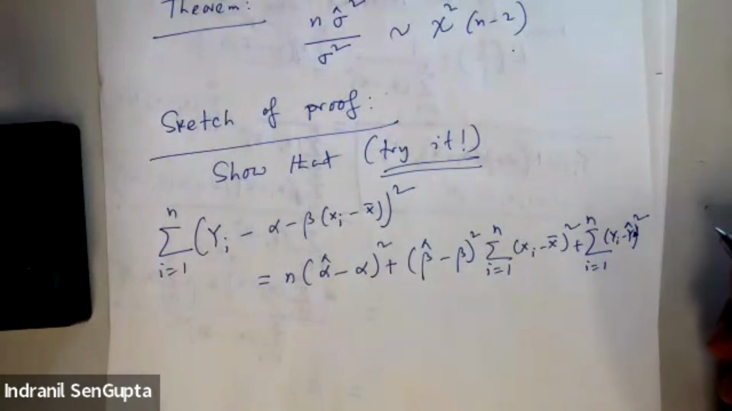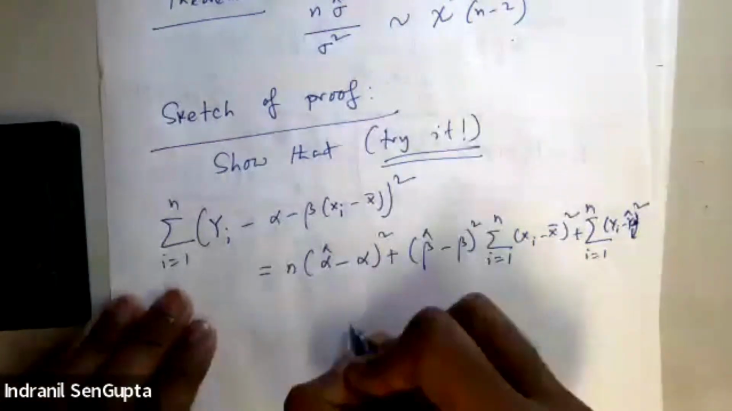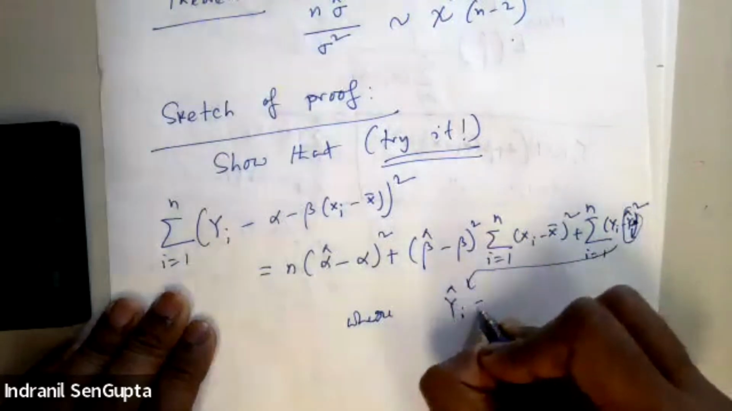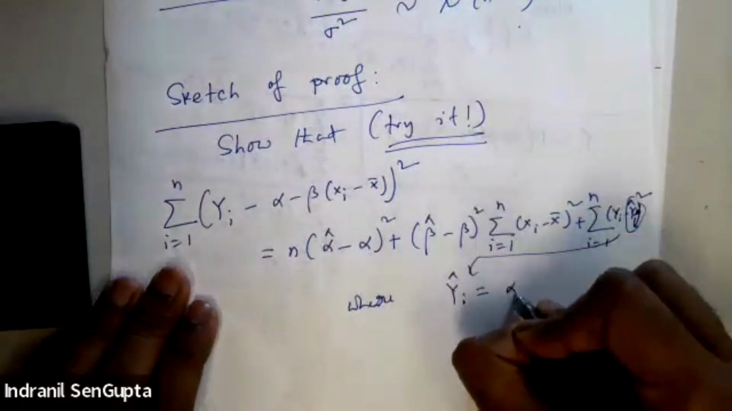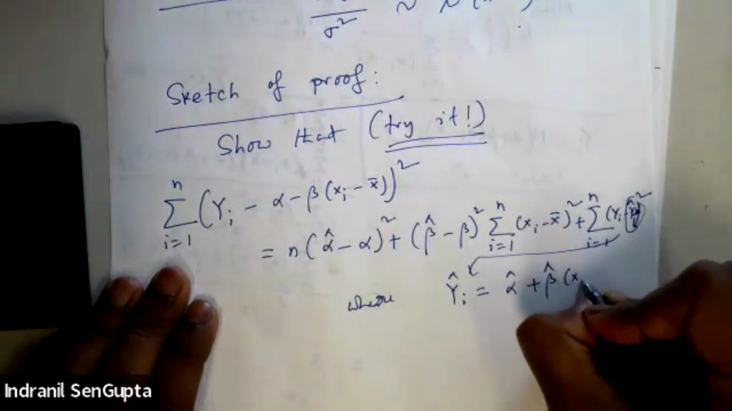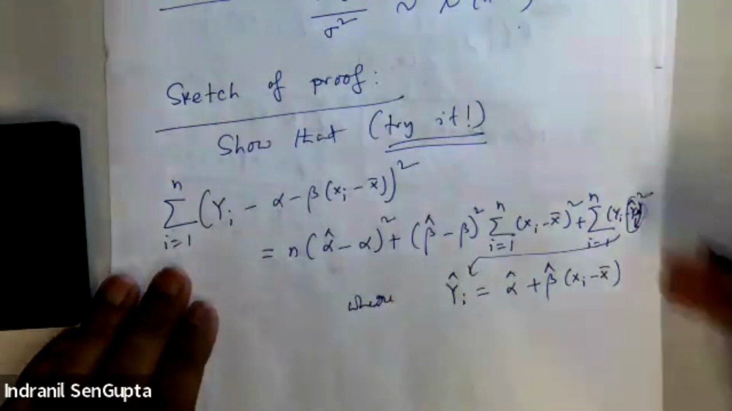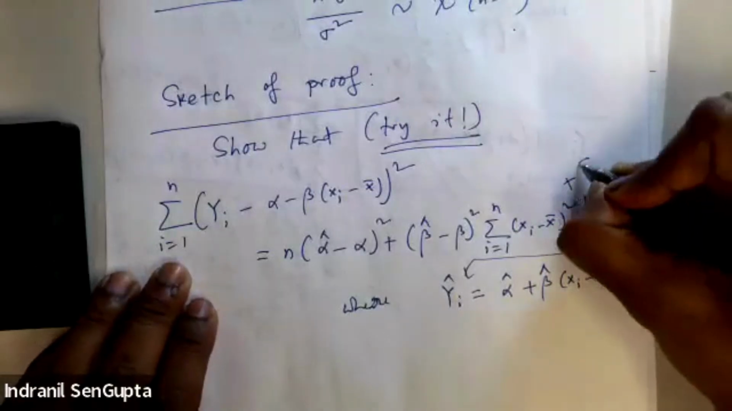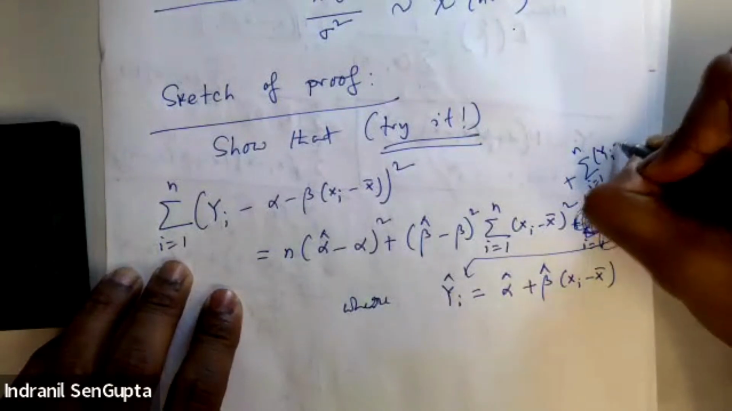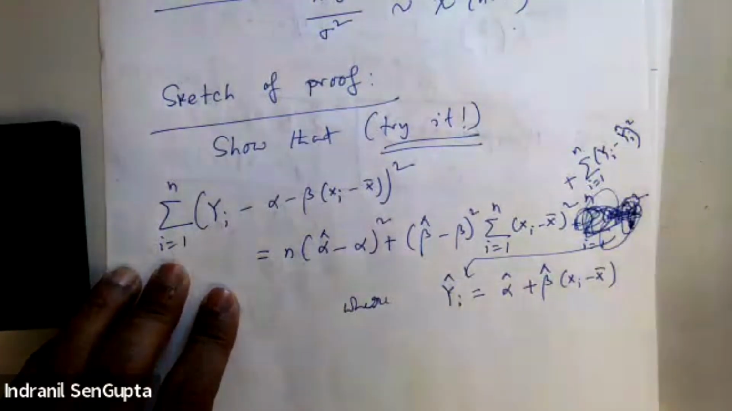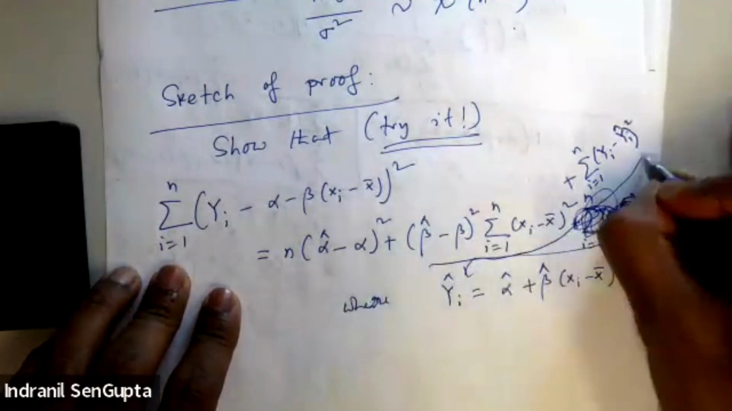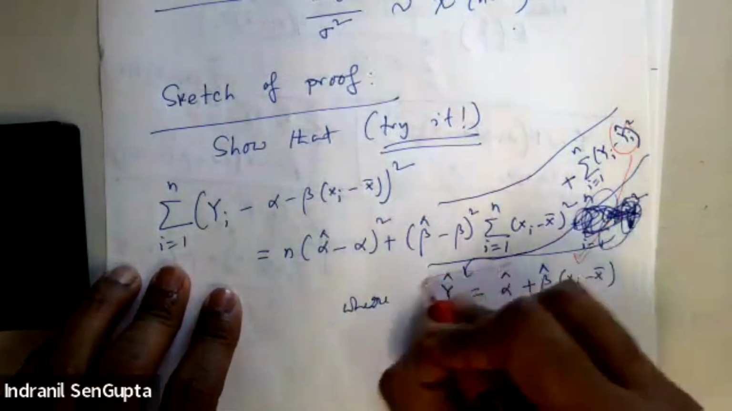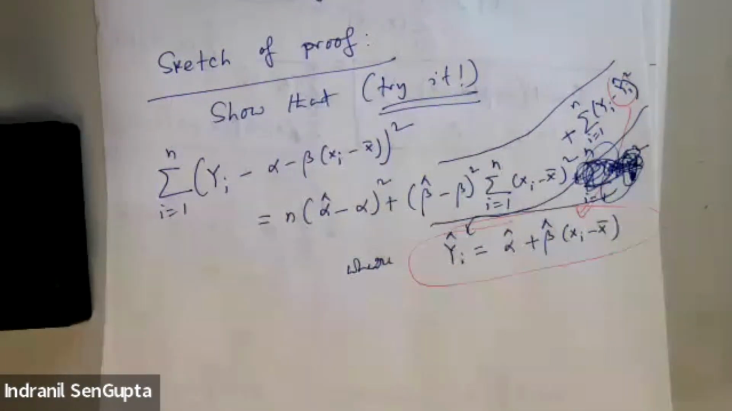Where yi hat, this quantity, is really alpha hat plus beta hat (xi minus x bar). I'll leave it up to you to verify. So this is plus summation i from 1 to n (yi minus yi hat) squared. So this is the quantity, and this yi hat is something like this.